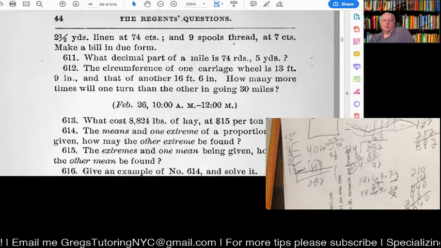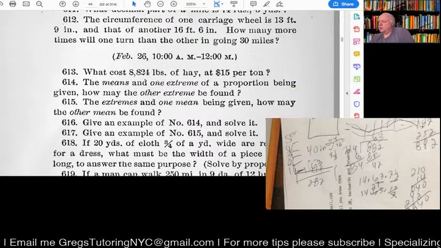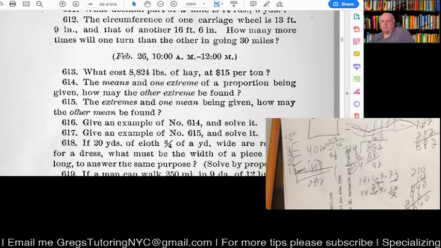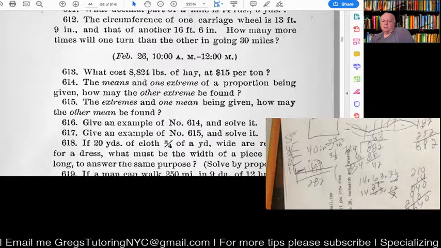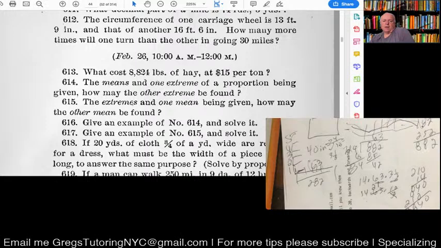Okay, 612 is the next one I noted. 612 is a doozy of a problem. It's actually harder than it looks, because it's involving a whole bunch of wacky math and so on.